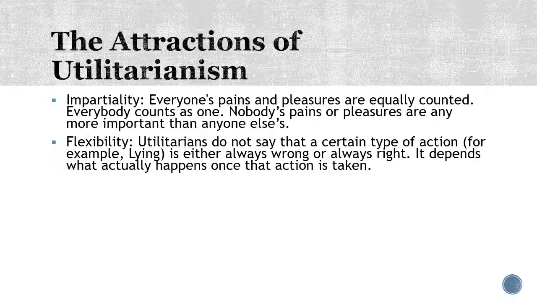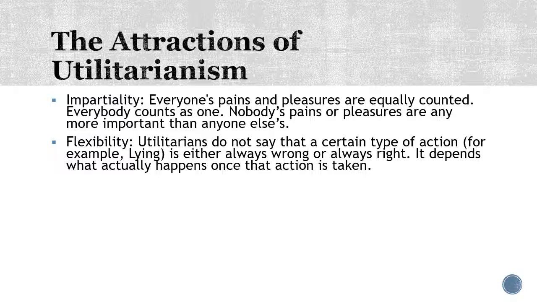Second is that it's a flexible moral theory, in the sense that utilitarians do not say that a certain type of action is always wrong or always right. Some examples would be, say, lying. Utilitarians aren't going to say that lying is always wrong. They're not going to say it's always right either. They're going to say, well, it depends on what consequences a particular lie has. And if you're in a situation where the best possible consequences are achieved only by lying, well, then that's the right thing to do in that context.